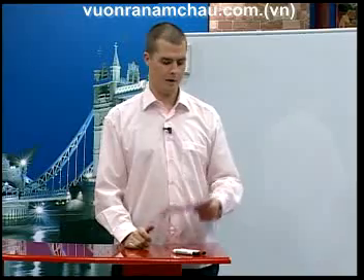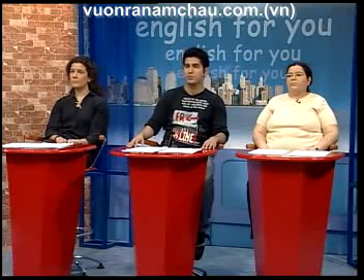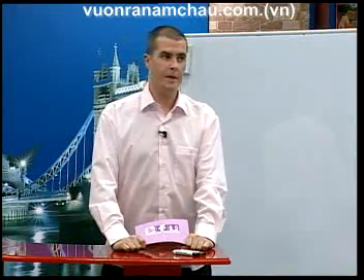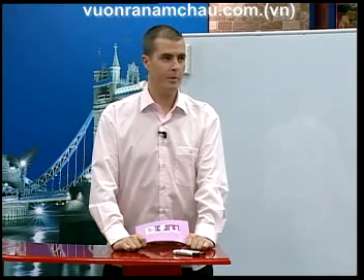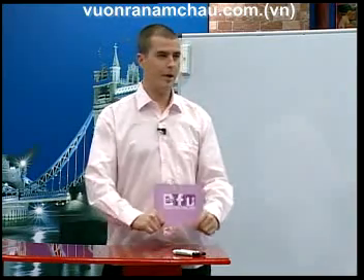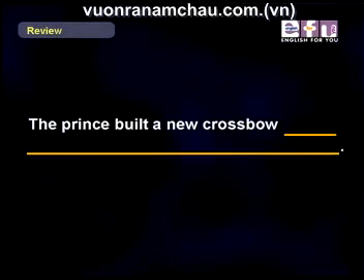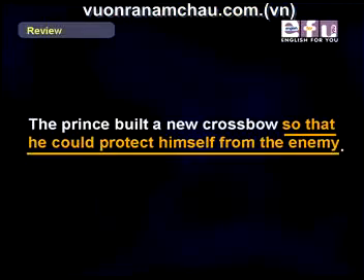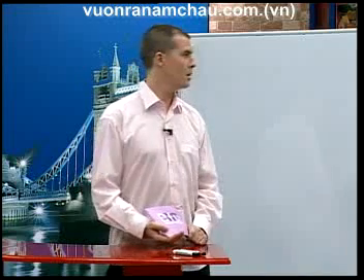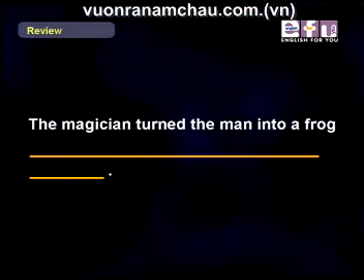Good answers, everyone. Okay, well, let's do another exercise with adverb clauses. This time, can you finish these sentences with the appropriate adverb clause? Monica, you can go first. The prince built a new crossbow. Something. The prince built a new crossbow so that he could protect himself from the enemy. Wonderful. The prince built a new crossbow so that he could protect himself from the enemy. Rosa, one for you. The magician turned the man into a frog. Something.